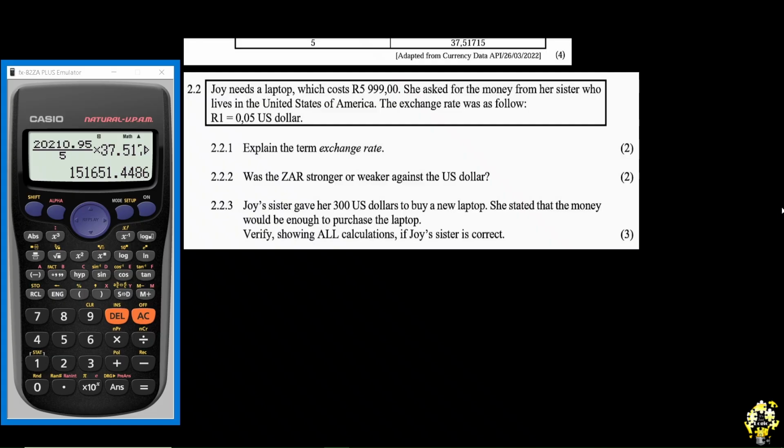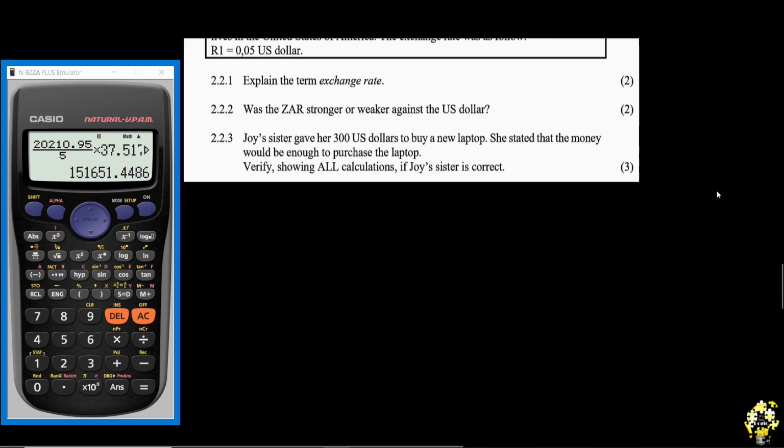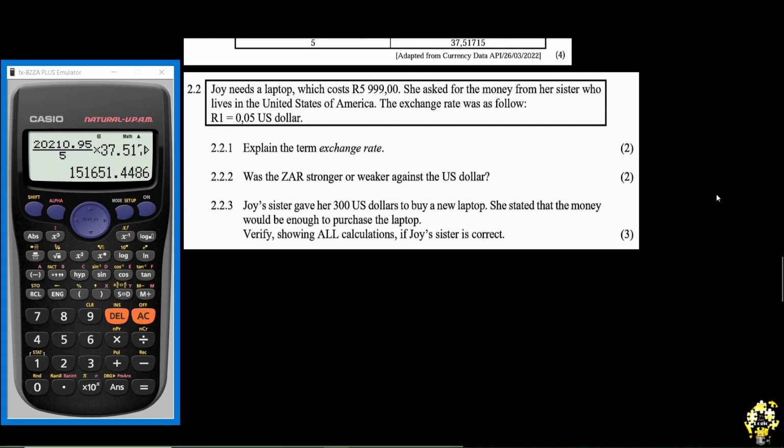So here on the next one, as you can see, Joy needs a laptop which costs 5,999. She asked for the money from her sister who lives in the United States. So the sister is in the United States of America. The exchange rate was as follows. So this is a straightforward exchange rate. You need R1 to get 0.05 US dollars.